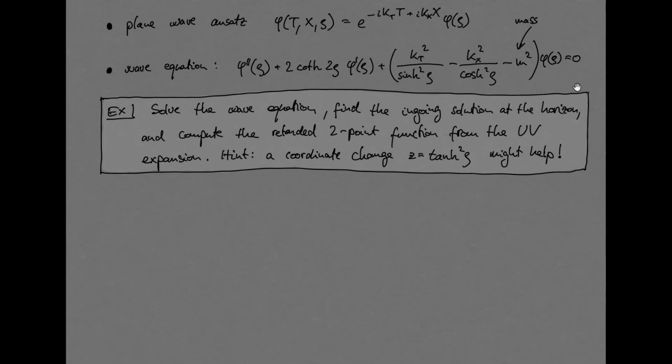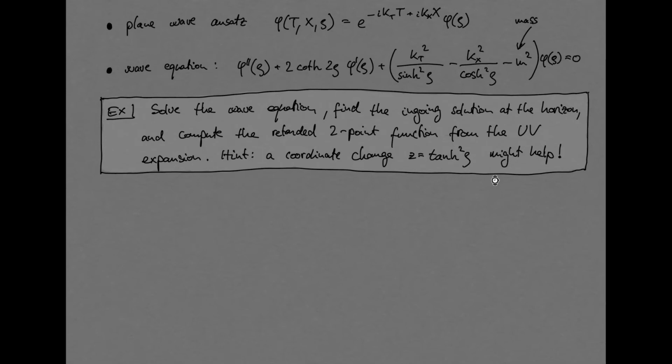You get two independent solutions, and you want to combine them so that the solution at the horizon is an ingoing wave, like we discussed before. Then you take this solution, and then you expand it in the UV. And from the expansion, you take the ratios of the coefficients of the two power law functions, and that will give you the retarded correlation function. So if you cannot solve this equation with this rho independent variable, then you can change the coordinate to z, which is equal to tanh squared of rho, and this might help you simplify the equation.